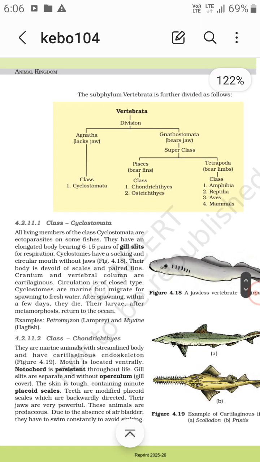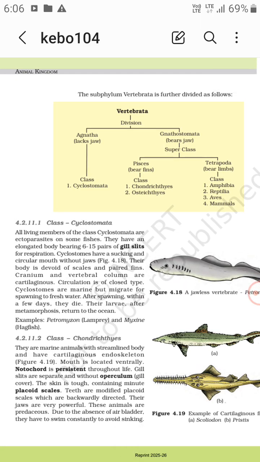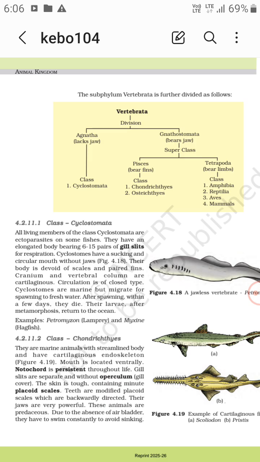Class Cyclostomata. All living members of the class Cyclostomata are ectoparasites on some fishes. They have an elongated body bearing 6 to 15 pairs of gill slits for respiration. Cyclostomes have a sucking and circular mouth without jaws. Their body is devoid of scales and paired fins. Cyclostomes are marine but migrate for spawning to fresh water. After spawning, within a few days they die. Their larvae, after metamorphosis, that is conversion of larva into adult, return to the ocean.